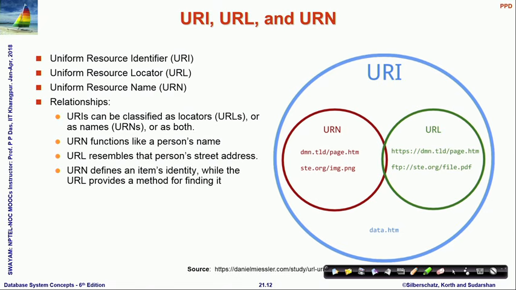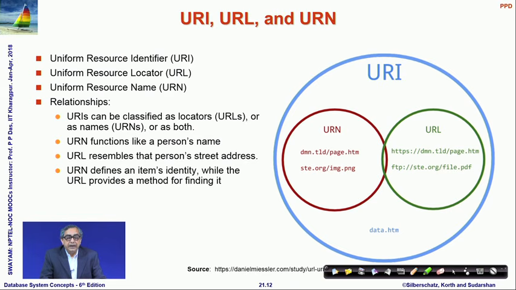Incidentally, you may have heard the names like URI and URN in addition to URL. They are related, but they mean a little bit different things, as this Venn diagram shows. A URI can be either a URL or a URN, or it could be both. URN functions like a person's name. You can conceive it that way, universal resource name, and URL resembles a person's street address.